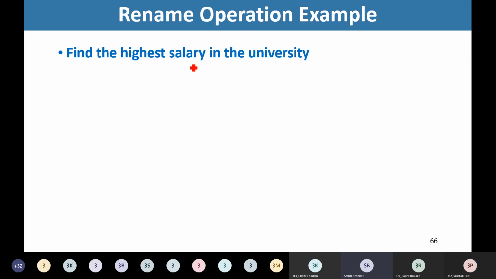Instructor table, because salary is the attribute in the instructor table. Okay, now we know several relational algebra operations, and by making use of those operations, we would like to find out the highest salary of the instructor in the university. So how to do that?